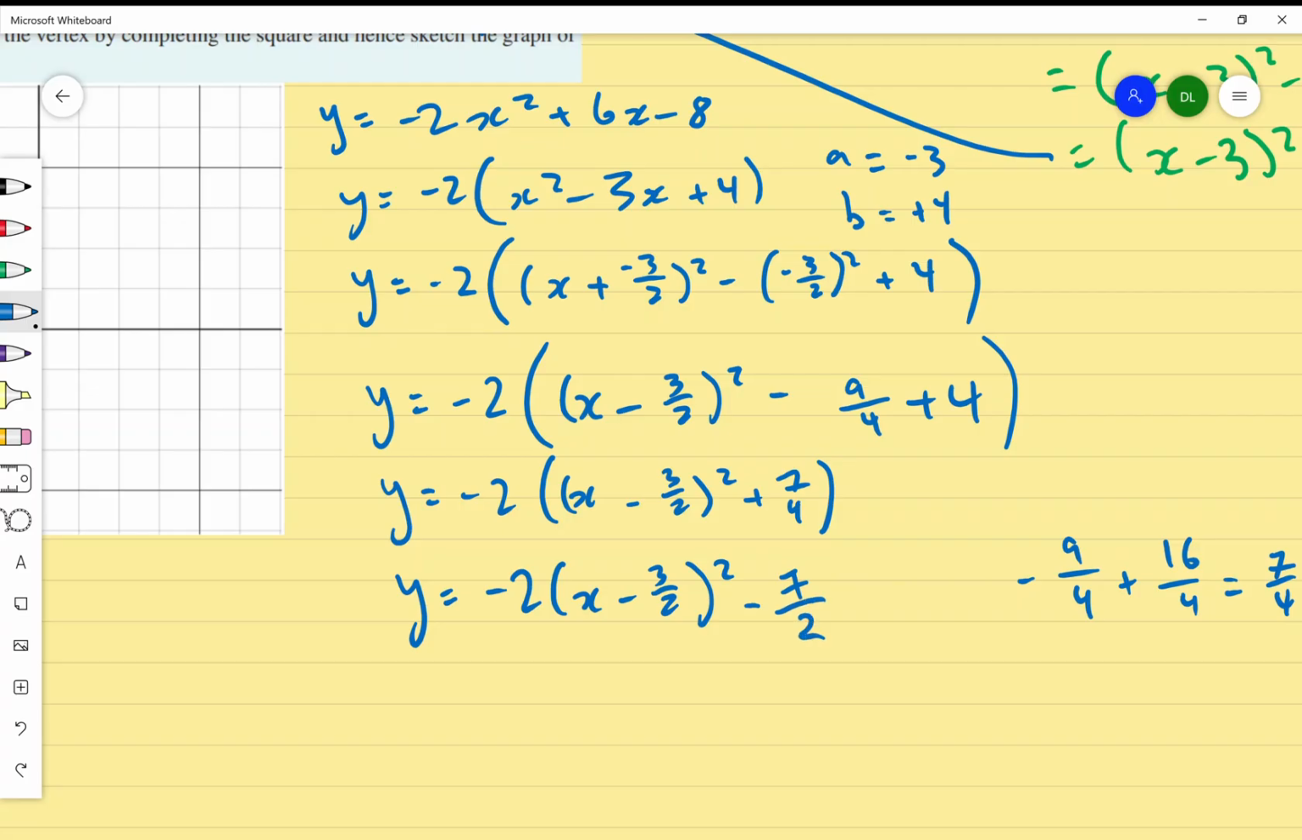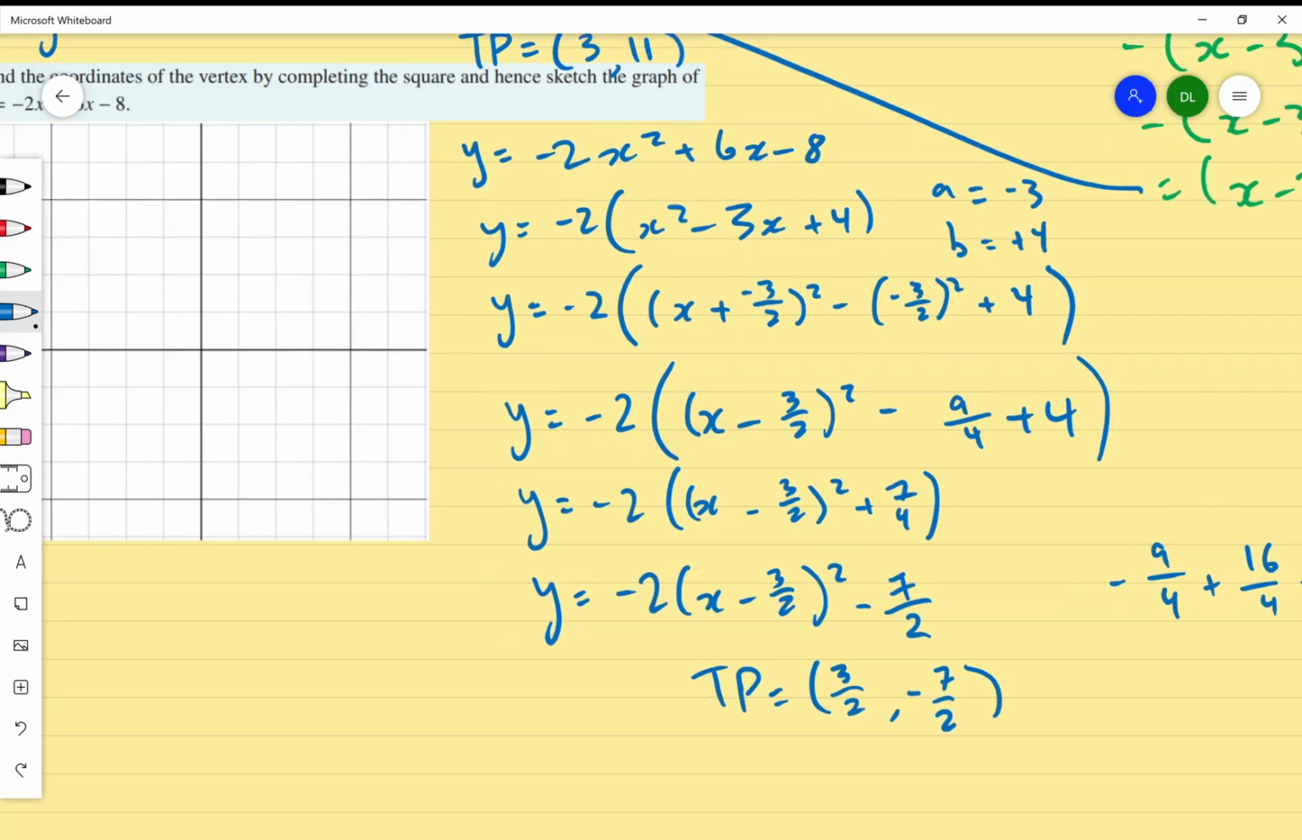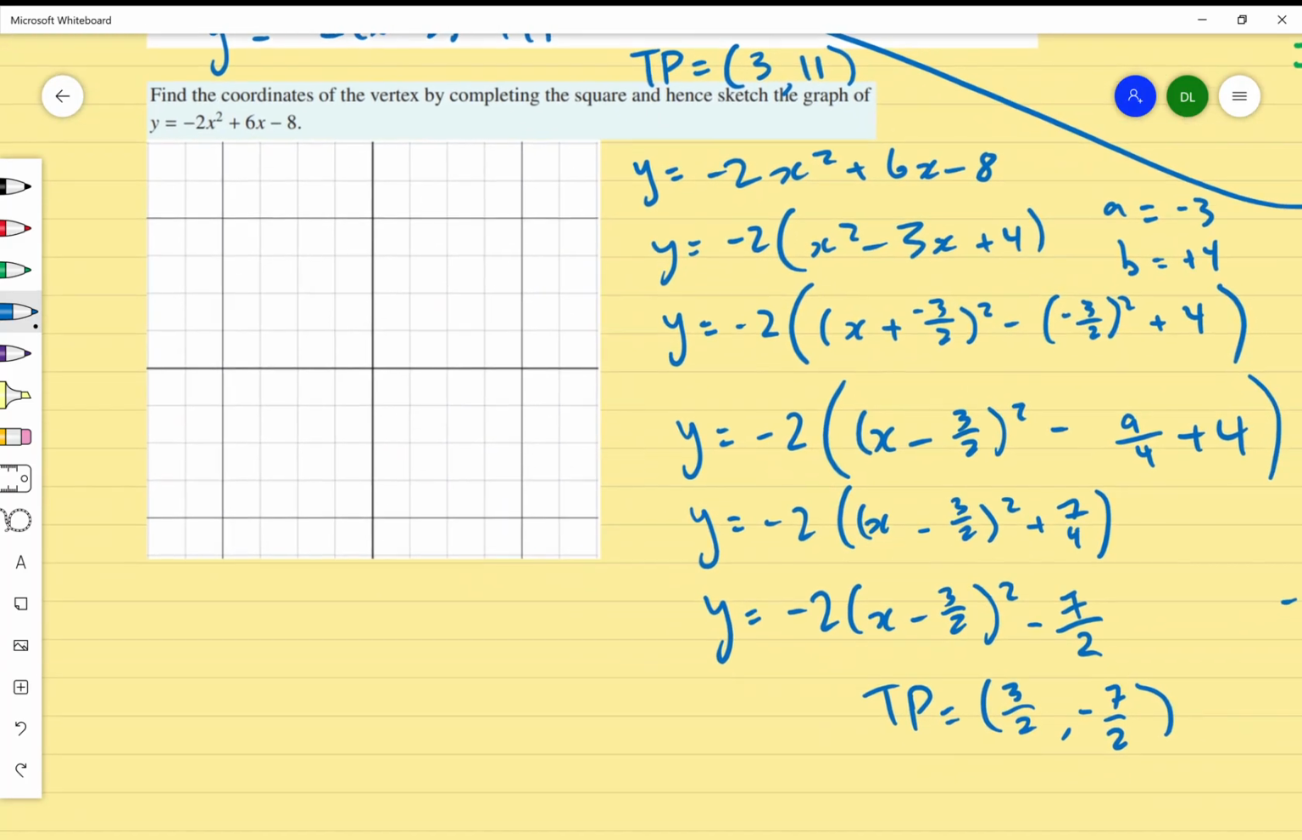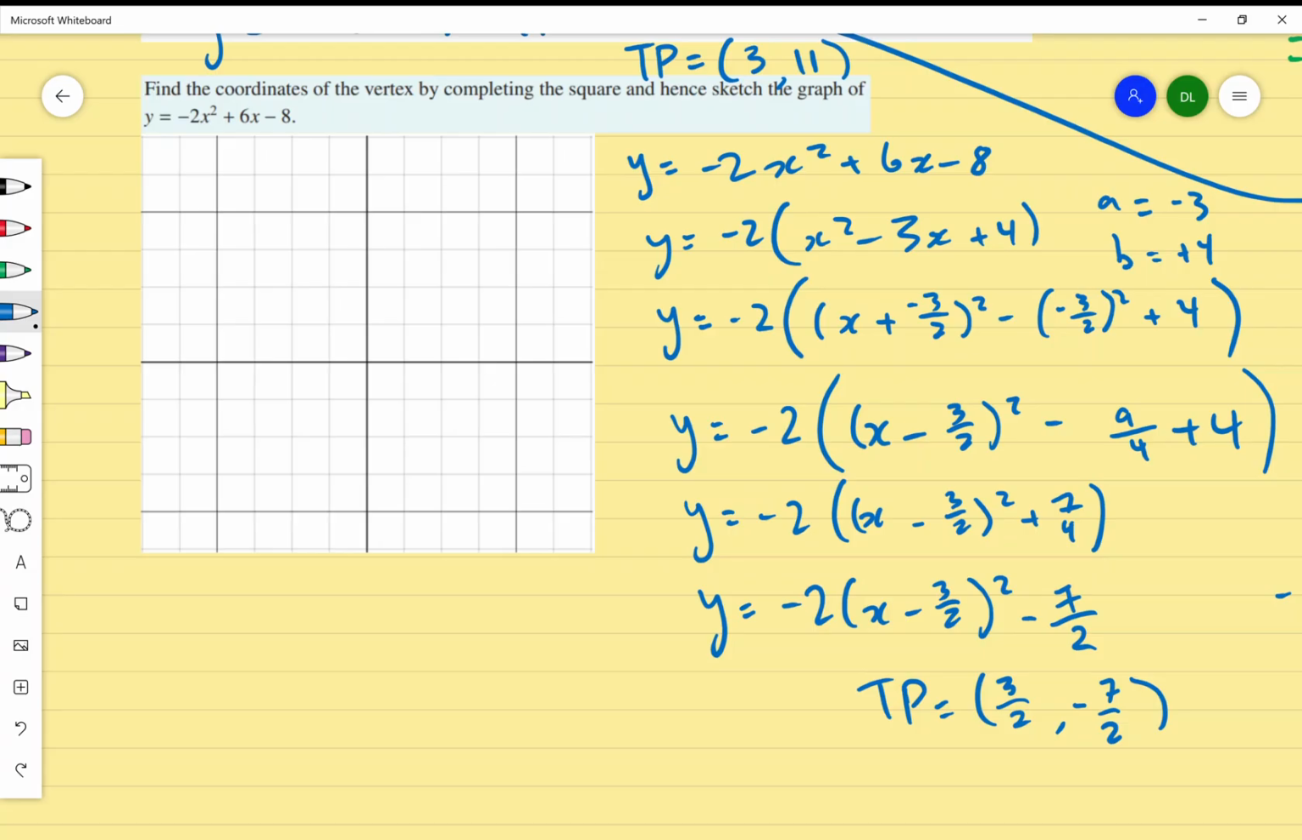So from there, what are my turning points? What's my h value? Is it negative or positive? Positive 3 over 2, thank you. And my k value? Negative 7 over 2, good work. So in other words, 1.5 and negative 3.5. And so the only thing I will do from here is 1.5, that's 1.5, and negative 3.5. My turning point will be here.